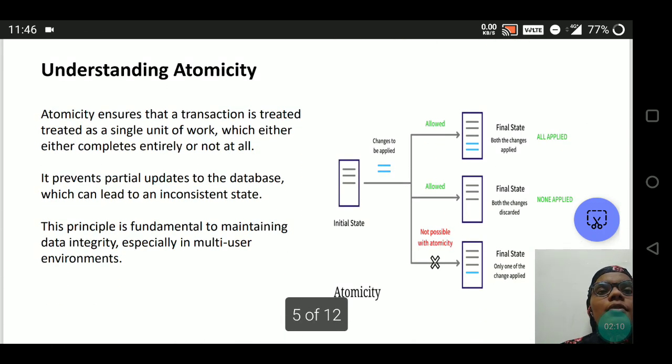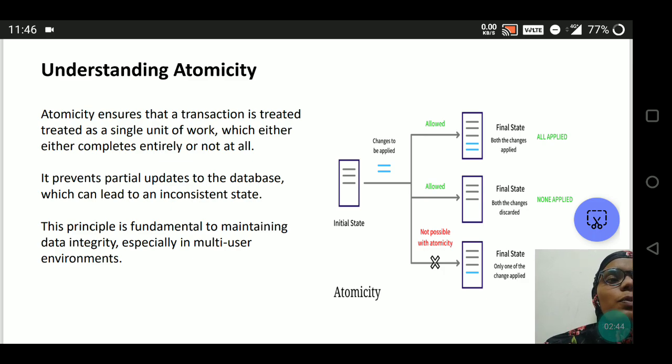Understanding atomicity. Atomicity ensures that the transaction is treated as a single unit of work, which either completes entirely or not at all. It prevents partial updates to the database, which can lead to an inconsistent state. This principle is fundamental to maintaining data integrity, especially in multi-user environments. So this is a figure, atomicity, initial state.